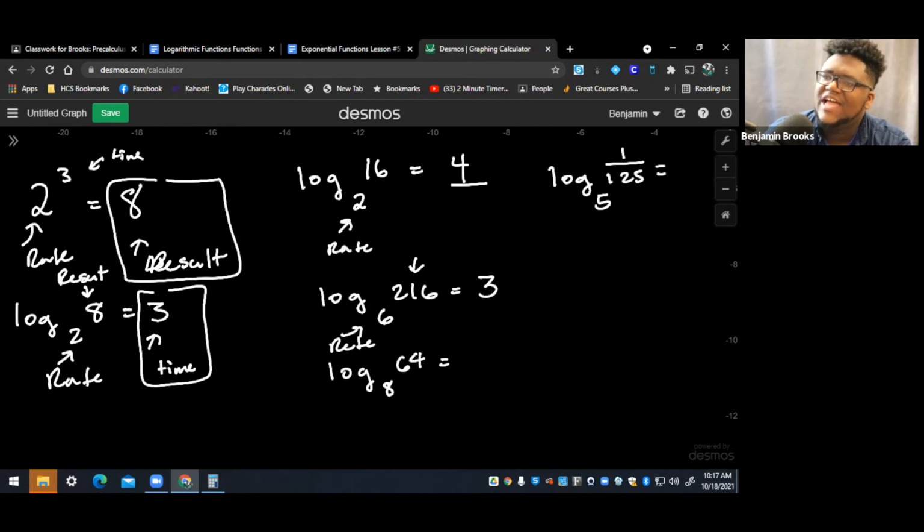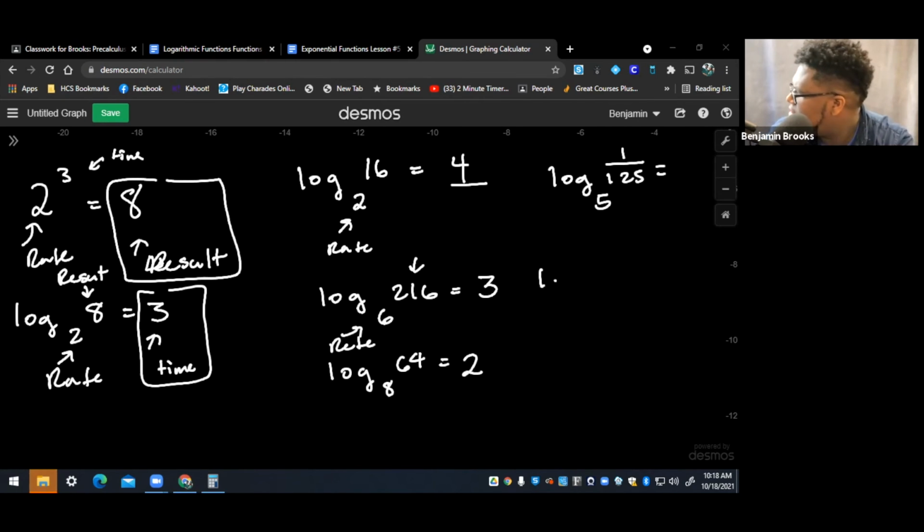All right. So we got log base 8 of 64. So let's think about what this means. It's saying that if 8 is my base each time, how many times is it going to take me to multiply 8 by itself to get 64? And what's the answer, guys? Twice, because 8 times 8 is 64. Everybody cool with that?